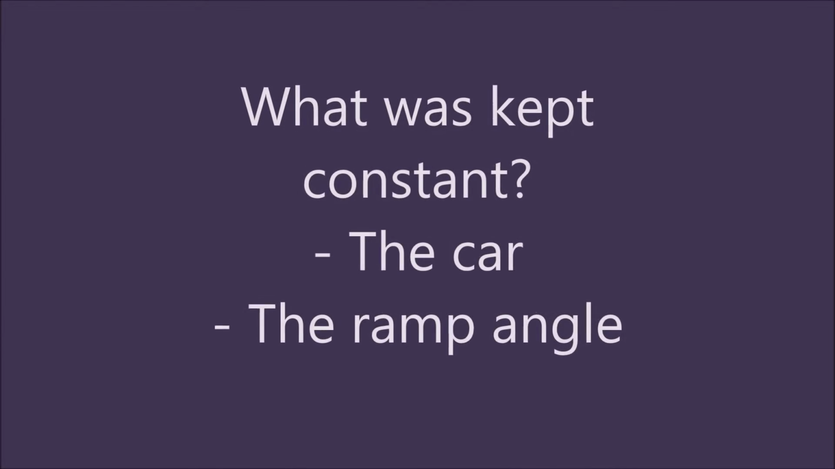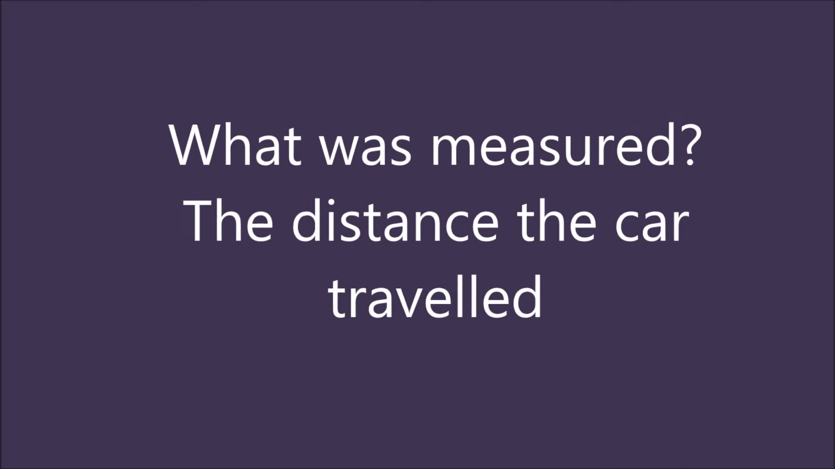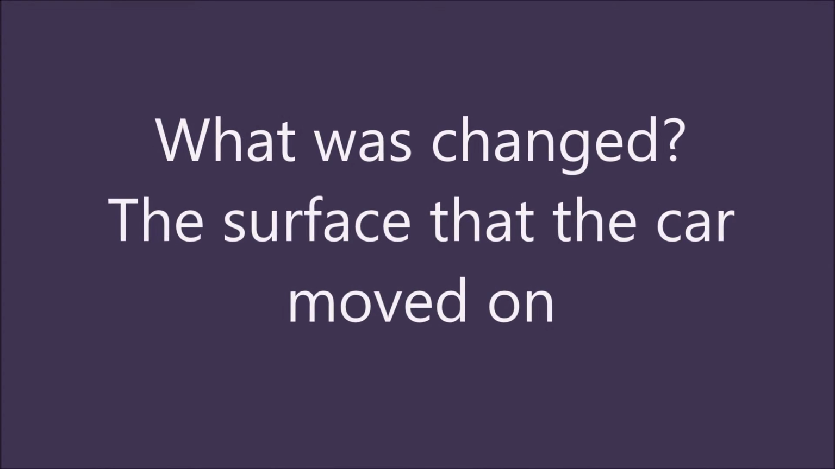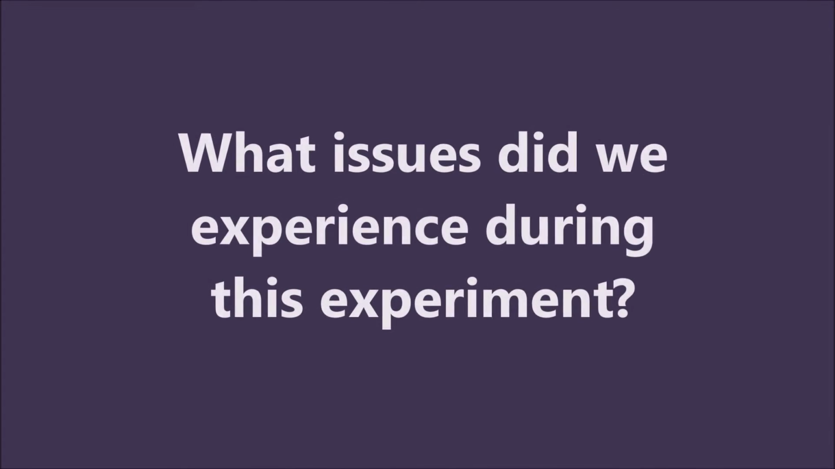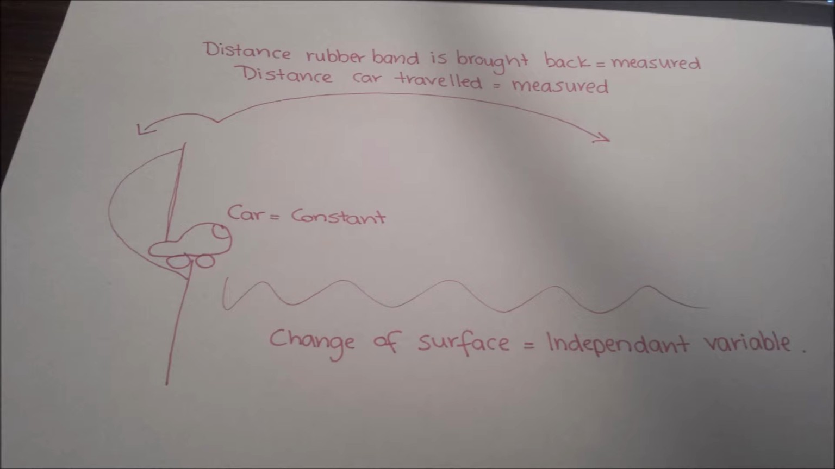For this experiment, our constant was the ramp angle and the car. We measured the distance that the car travelled, and we changed the surface that the car moved on. During this experiment, we encountered several issues. Firstly was a design flaw on our initial idea. This idea was to use a sling and rubber band system to propel the car.